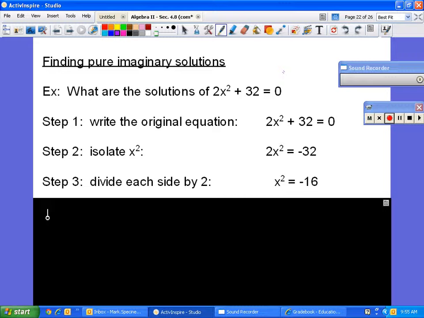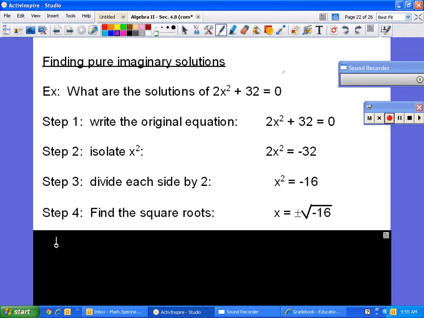Now, can anybody tell me when I have x squared, what am I going to do to both sides to find x? Square root. I'm going to take the square root of both sides. Notice what happens on the right side of the equal sign. I have plus or minus. This is a small but important detail on a quiz, in a problem. Because we have a square, we know we're going to have two answers, a positive answer and a negative answer.